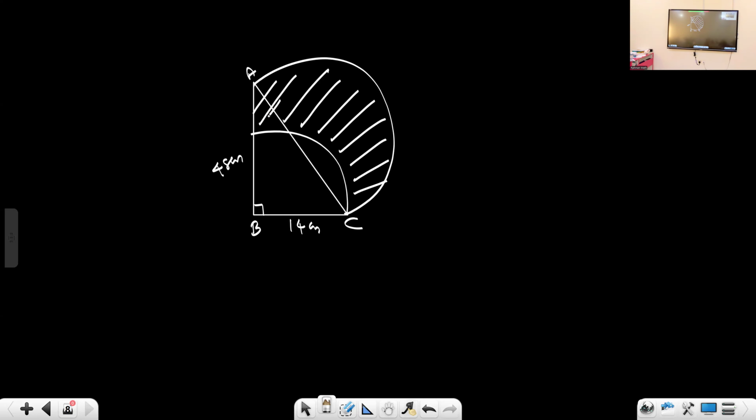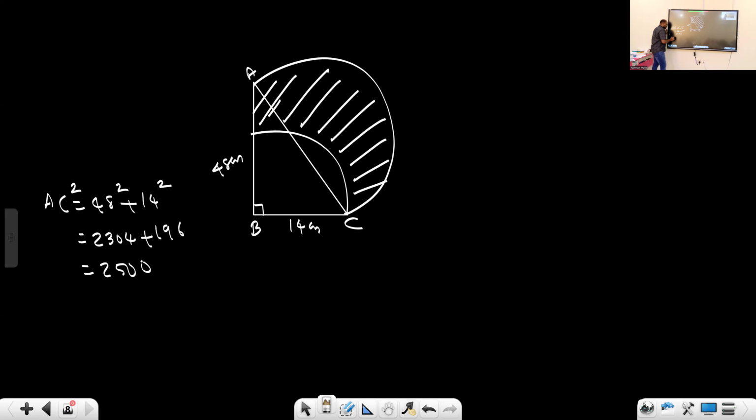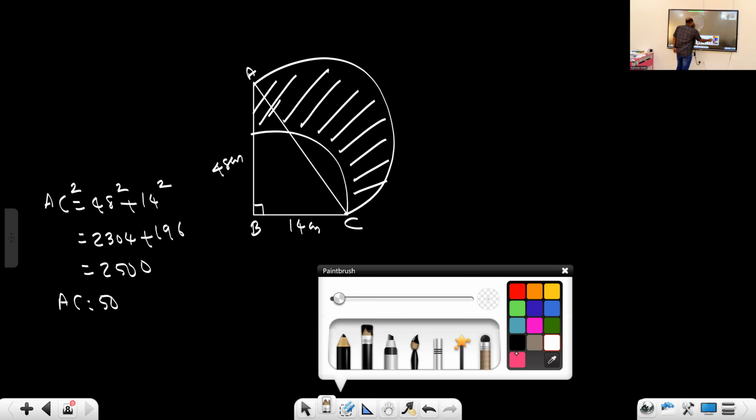What is 48 square? 2304. That I am expecting always, don't worry. 48 square plus 14 square is 2304 plus 196. How much is that? 2500. AC equal to what? Square root of 2500 is 50. Please place that in the diagram. We got this is the 50.